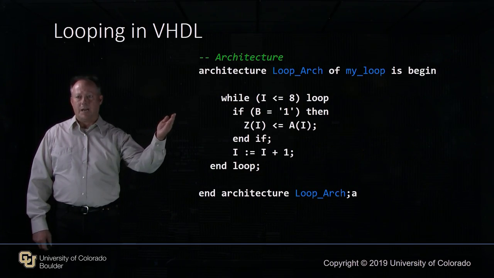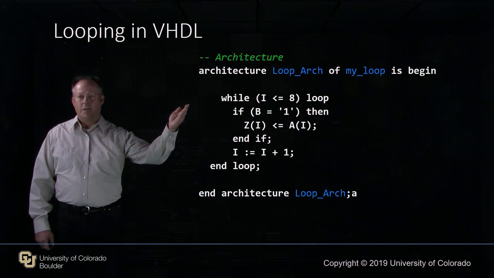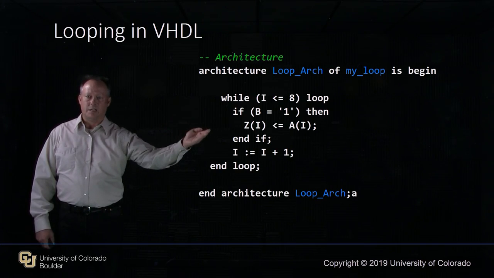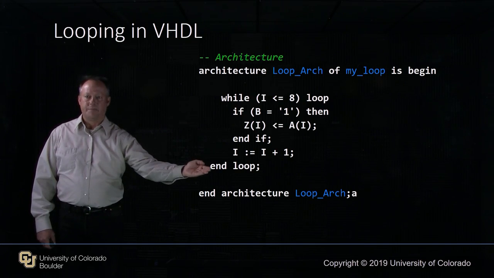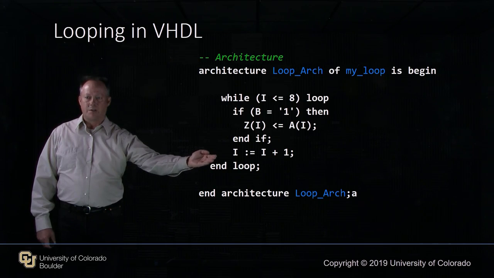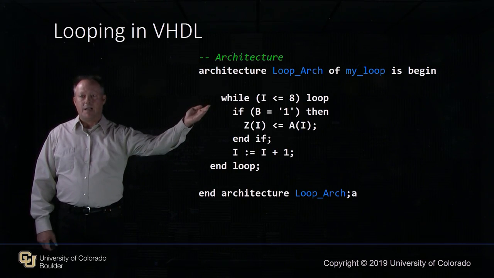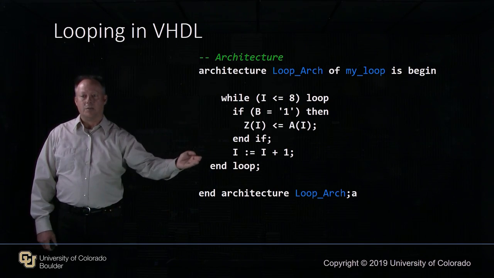In this case, we have an example in our architecture of a while loop. When I is less than or equal to 8, perform the loop. If B equals 1, then Z gets A, end if. And here's our loop counter, I gets I plus 1. So when I increments and is no longer less than or equal to 8, we will end the while loop.